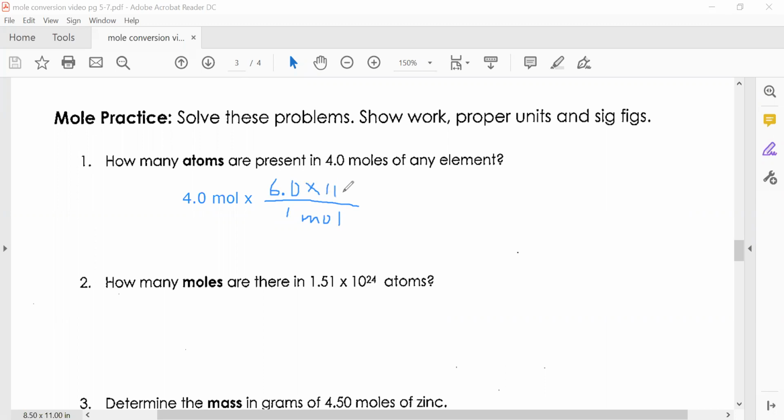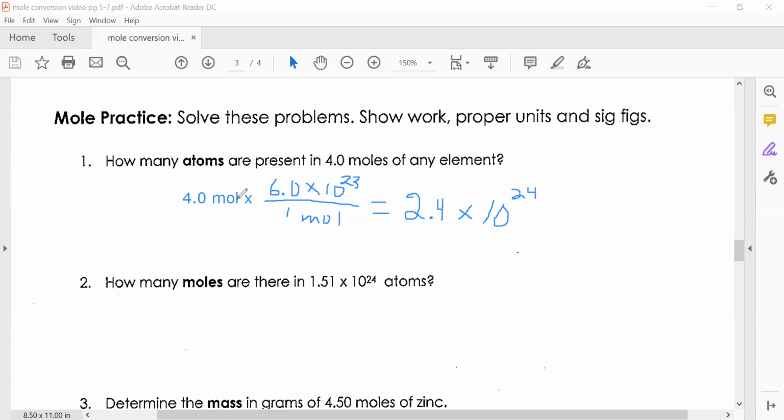And I'm going to do this and do a 2, 3 here, and I multiply that through, and I believe I'm going to get 2.4 times 10 to the 24th. So I know it's going to be a number bigger than 6 times 10 to the 23rd because I have 4 of them, and it is a little bit bigger. It's 10 to the 24th right here. That would be 4 times bigger.